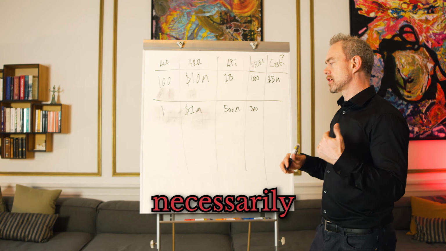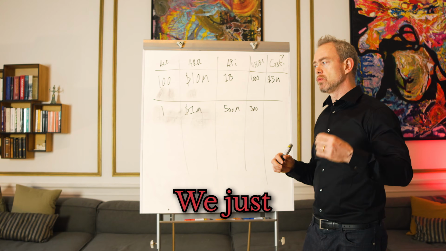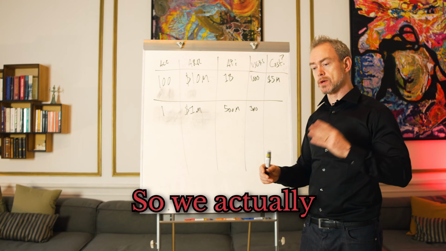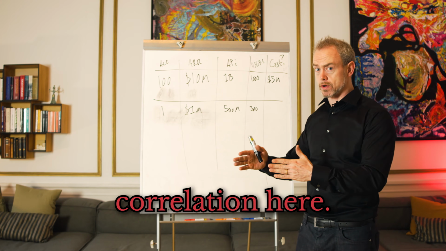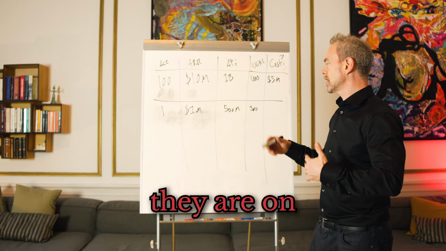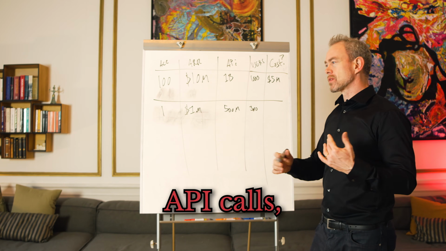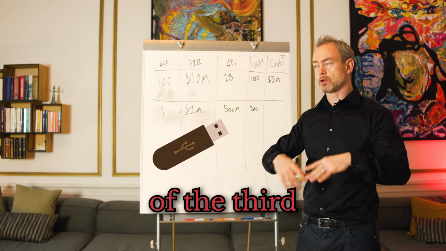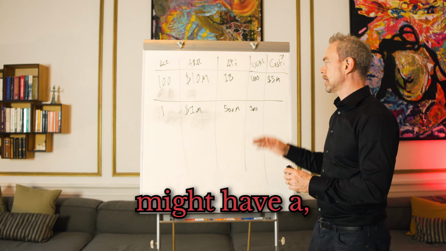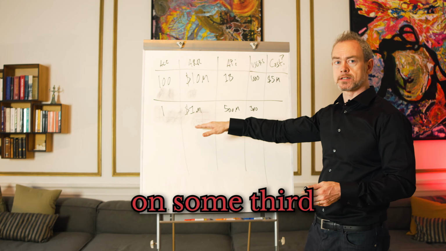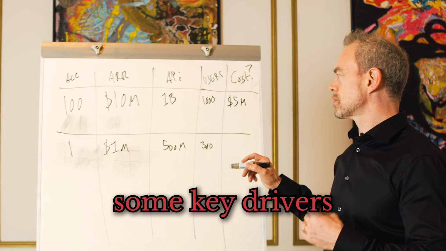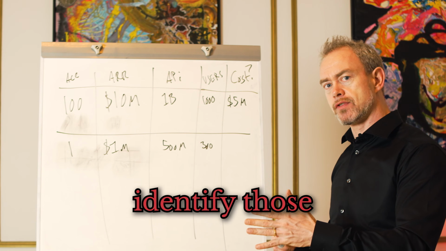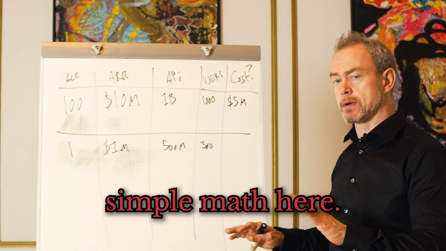We actually don't want to necessarily measure the things that generate the costs. We just want to measure the things that actually proxy or correlate with the cost. So we actually don't want causation, we just want correlation here. We want to say, hey, the larger they are on API calls, the more of everything else they also use. The more storage they use, the more of the third-party data they use, and so forth. So you might have, let's say, a 100,000 fixed license on some third-party data. We want to find some key drivers that overall mimic or proxy the cost, identify those, and then just run some pretty simple math here.